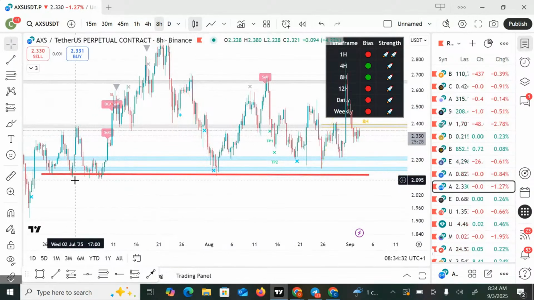If you want to make money here, you can buy this coin from here. This is the support. It goes up from here. You can take profit even here. This is almost like from here to here, almost like 100% profit.